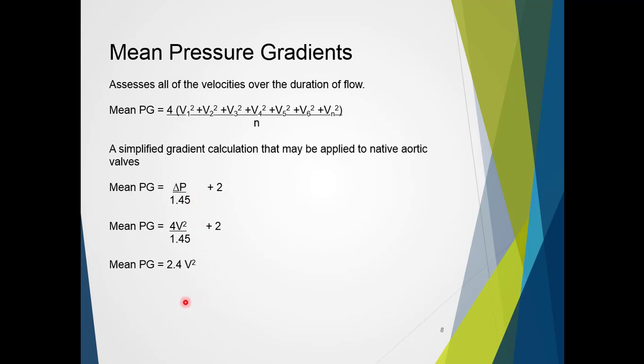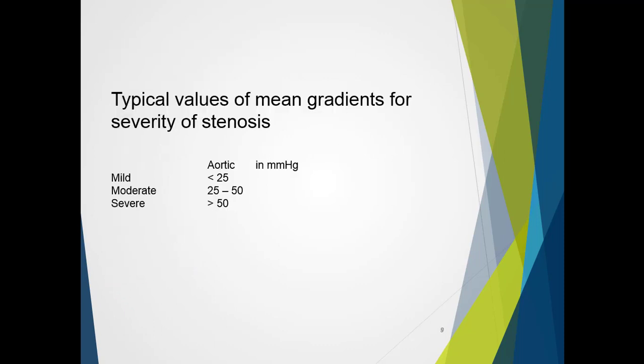Working through the formula, we can just come down to 2.4 V squared. We'll work out the mean pressure gradient. And looking at typical values that we'd have for mean pressure gradients, if we had a mean pressure gradient of less than 25 millimeters of mercury, then we're assuming that we've really got mild aortic stenosis.